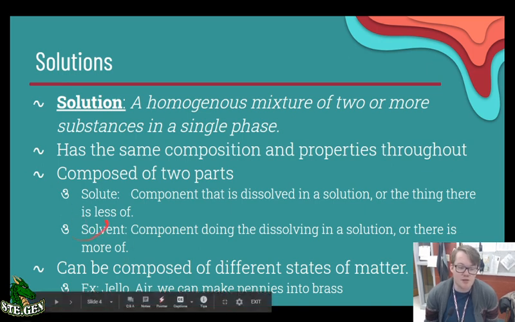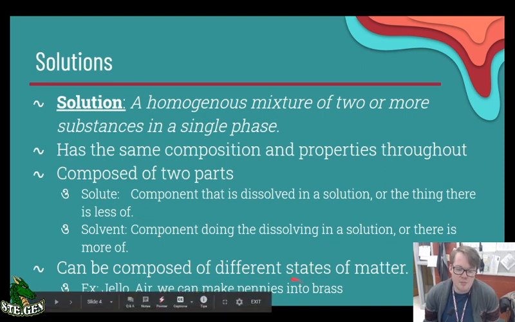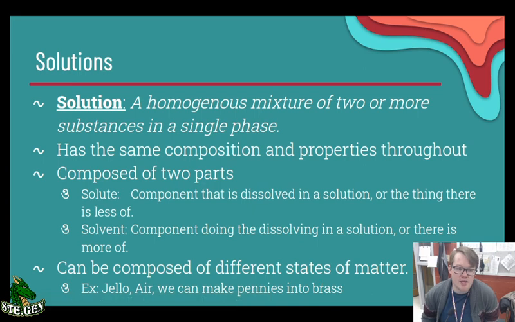So nitrogen would be the solvent in that case, but then water vapor and carbon dioxide and carbon monoxide and all of that other stuff would be the solute, the stuff that there is less of. Kool-Aid is another example, but the pennies into brass also gets into the solid. The other way it can be a solid is something like metal alloys. Metal alloys where you can't see the two different pieces of metal, that's going to be a solution.